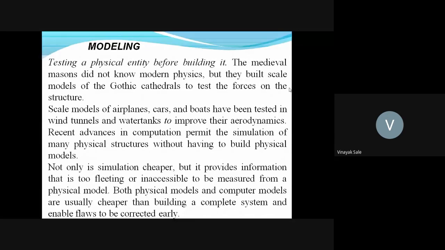Recent advances in computation permit the simulation of many physical structures without having to build physical models. Not only is simulation cheaper, but it provides information that is too fleeting or inaccessible to be measured from a physical model. Both physical models and computer models are usually cheaper than building a complete system and enable flaws to be corrected early.